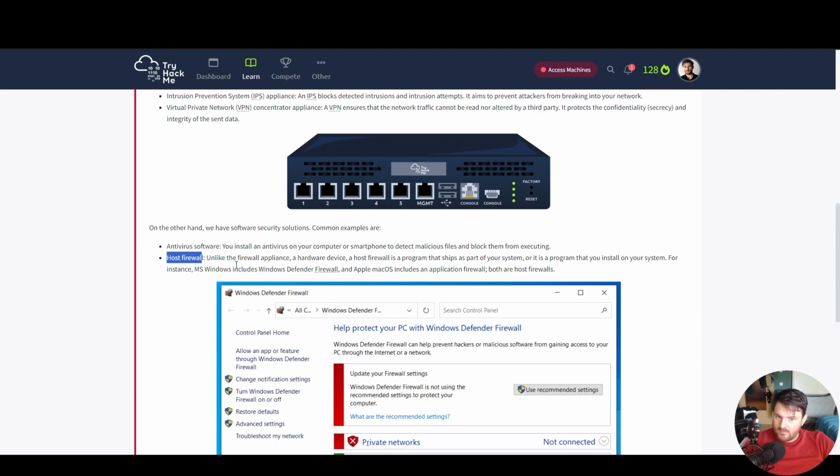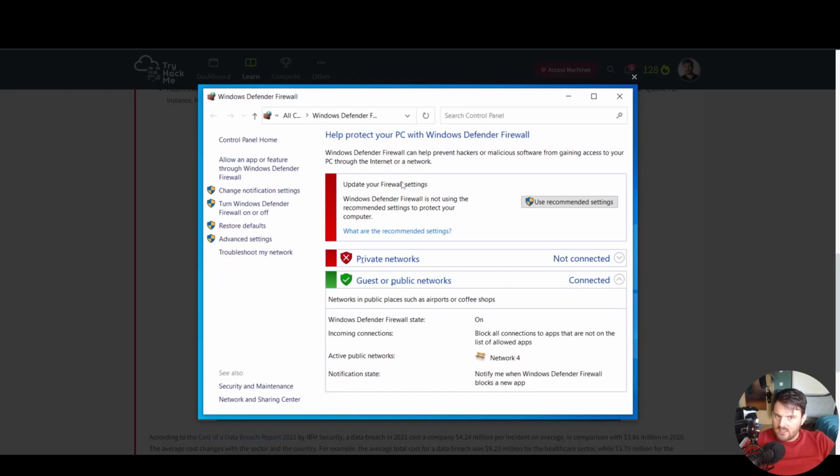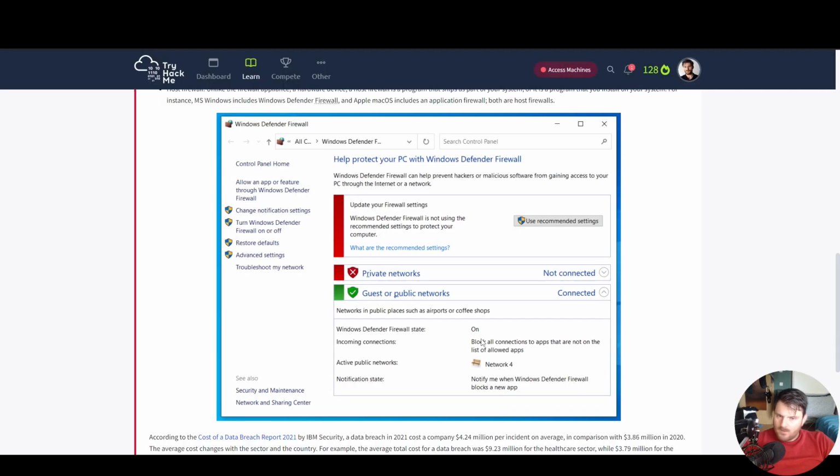Host firewall. Unlike the firewall appliance, a hardware device, a host firewall is a program that ships as part of your system, or a program that you install on your system. For instance, MS Windows includes Windows Defender Firewall, and Apple macOS includes an application firewall. Both are host firewalls. Everyone that has the Microsoft operating system has a Windows Defender Firewall by default. You can activate it or deactivate it.